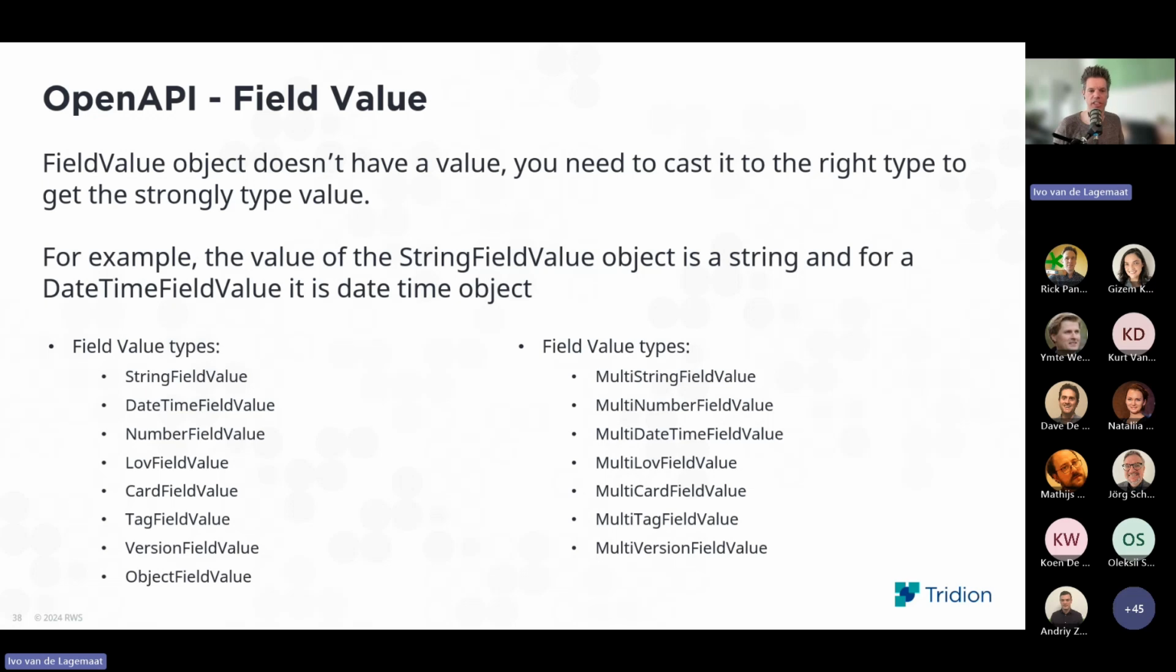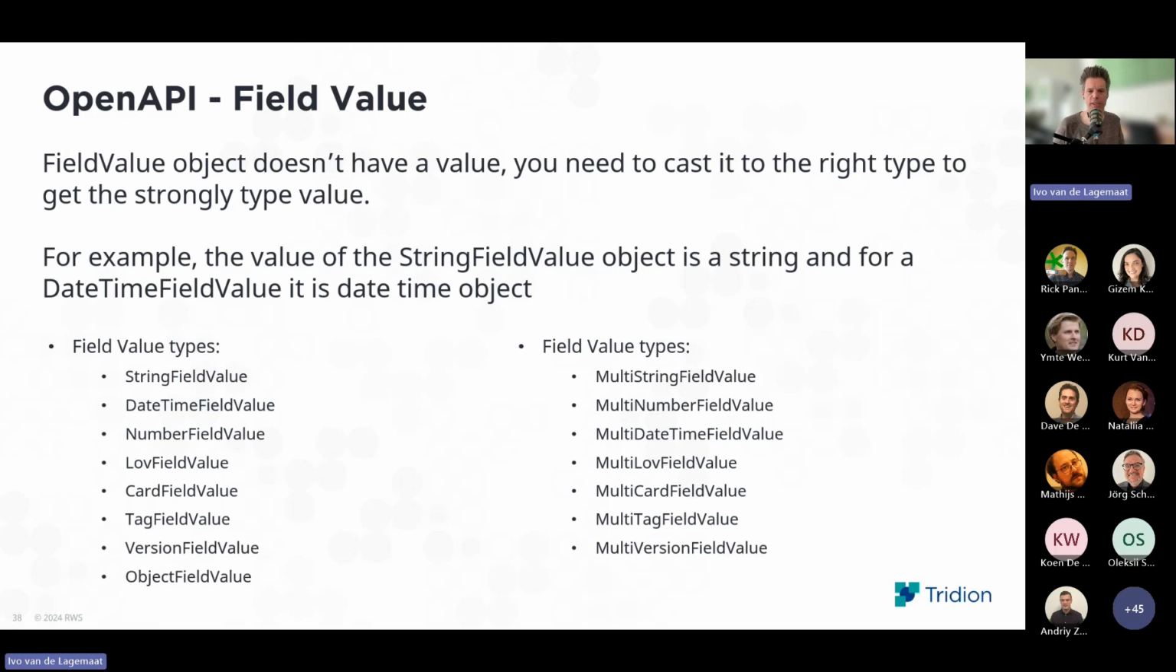So if you have something like a string field value, you cast the object to a string field value, and the value gives you a string. If you do it for a datetime field value, the value returns a datetime. So it's really the object you're expecting. Because it's a datetime, you can also add a month to it, and then you have the current date plus an extra month. So it's also way easier to use.